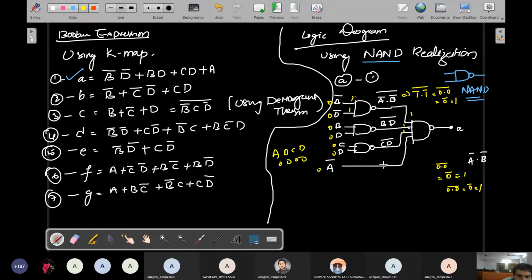Simply take A bar. A bar is nothing but 0. 0 is nothing but 1. So all are ones only. Okay, all are ones. So therefore final output is, see, this is A bar, B bar, C bar, D bar. Okay, because A dot B bar, so all are ones. So 1 dot 1 dot 1 dot 1. So what will happen? So this is 1 bar.